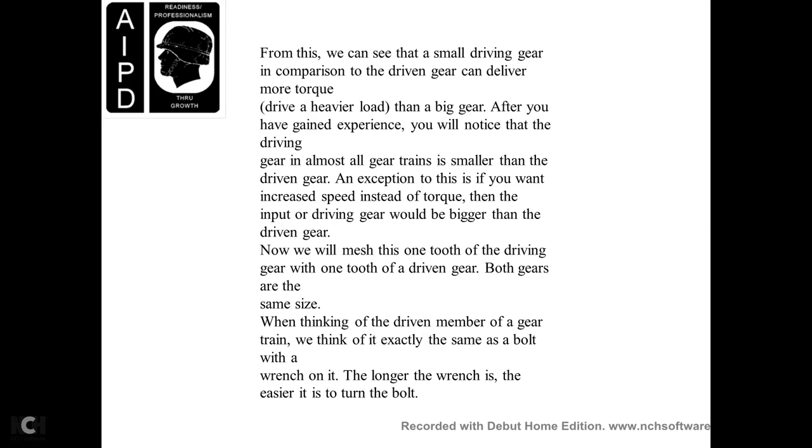You will mesh one tooth of the driving gear with one tooth of the driven gear. With both gears the same size, we can think of the driven member of the gear train as exactly the same as the length of the wrench. The long wrench is easier to turn the bolt.